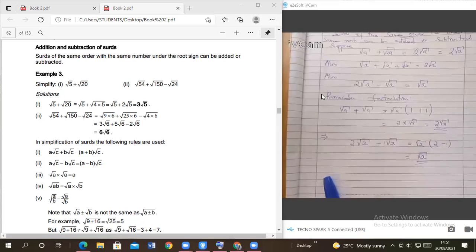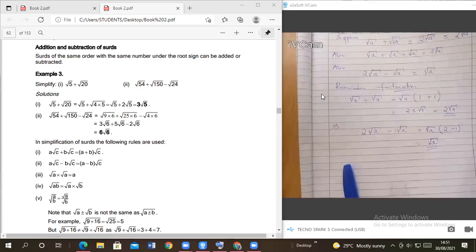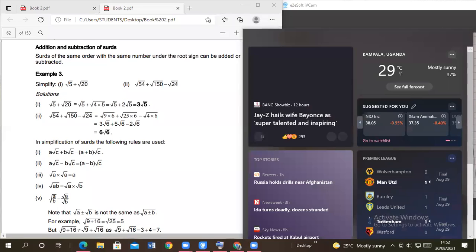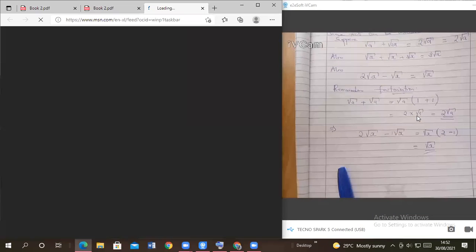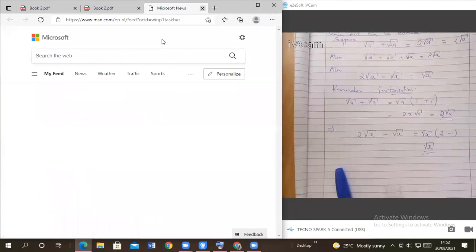So can we go to examples now? But in a nutshell, for you to add or subtract surds, they must be of the same order.